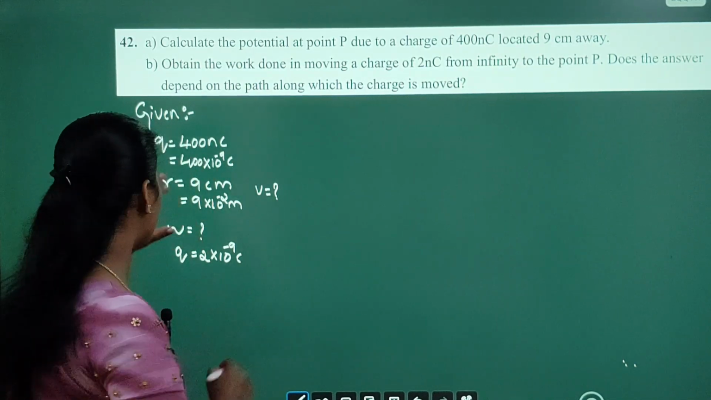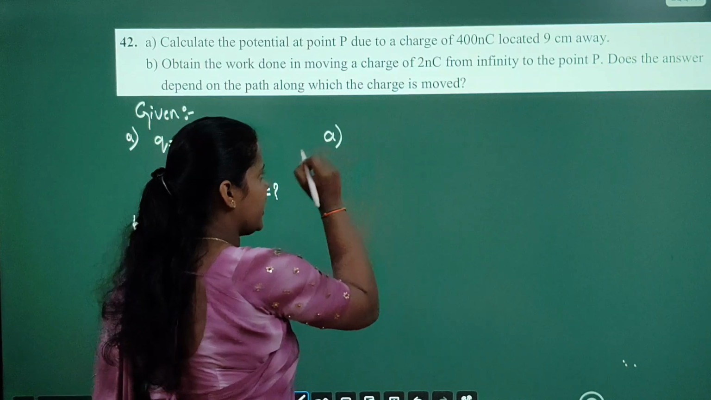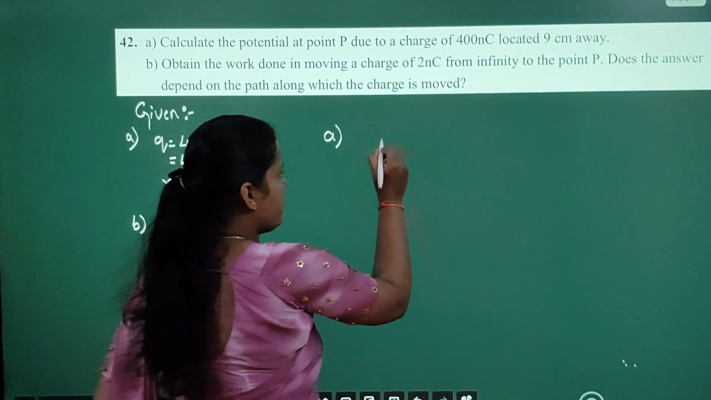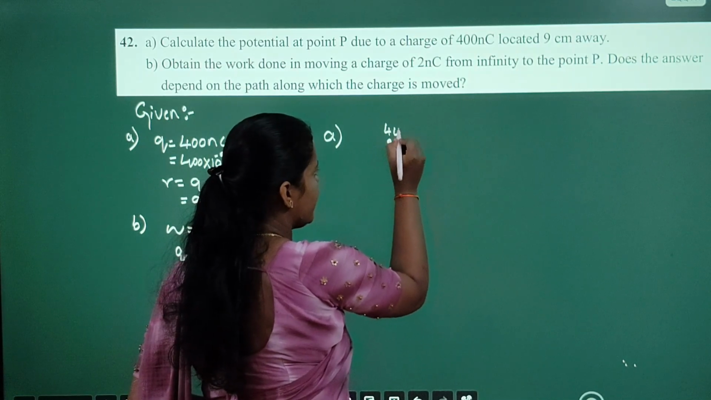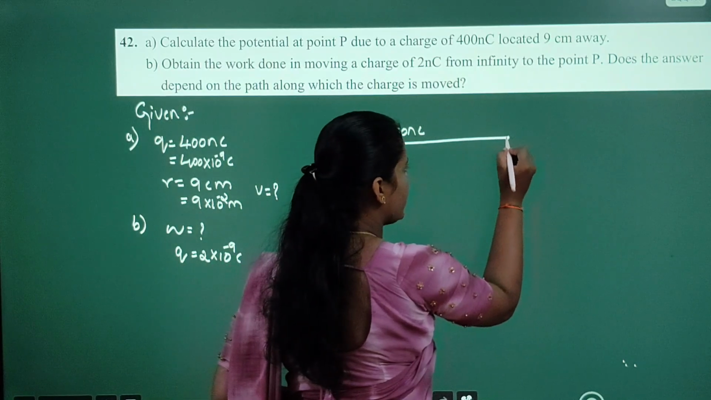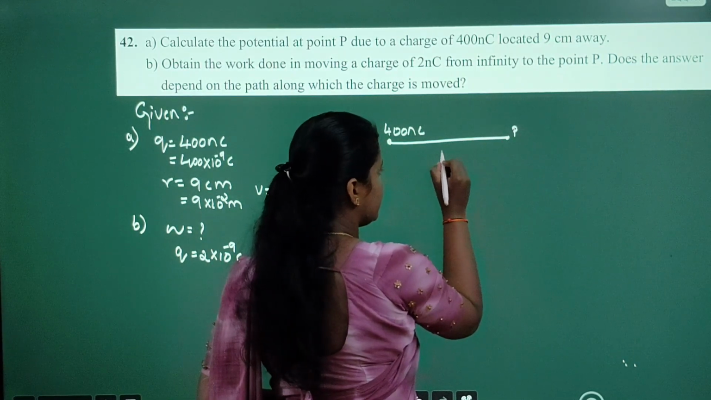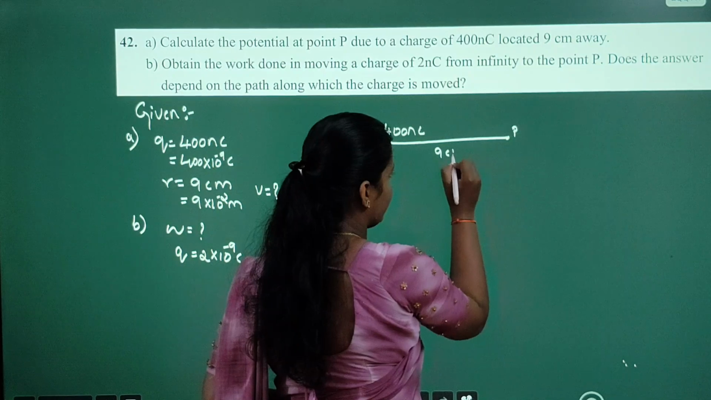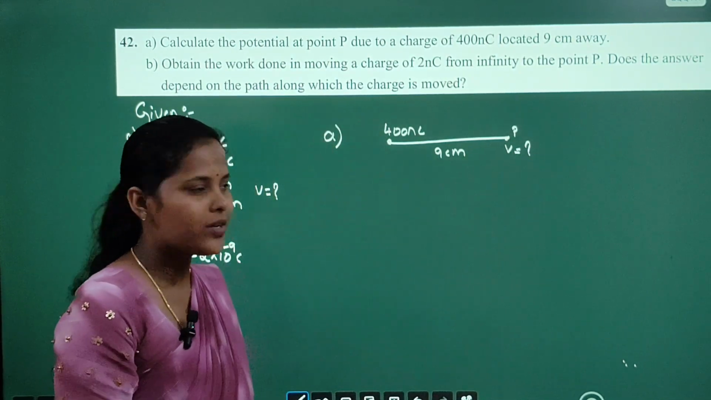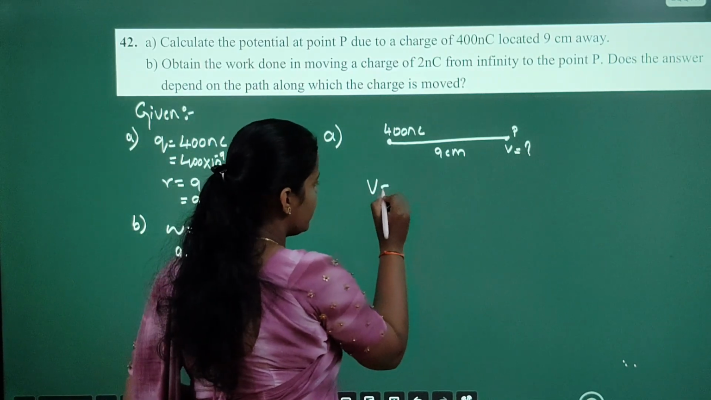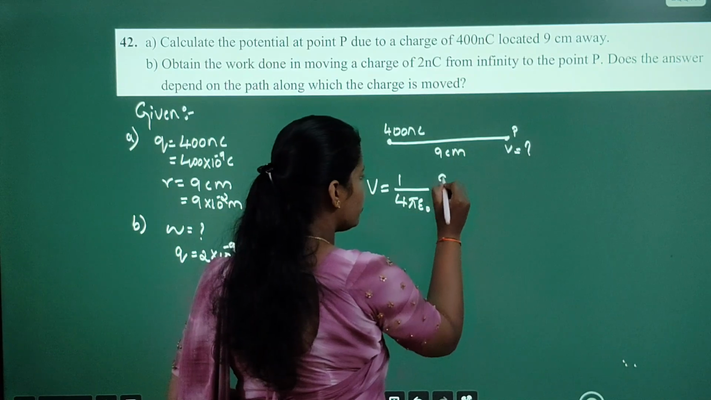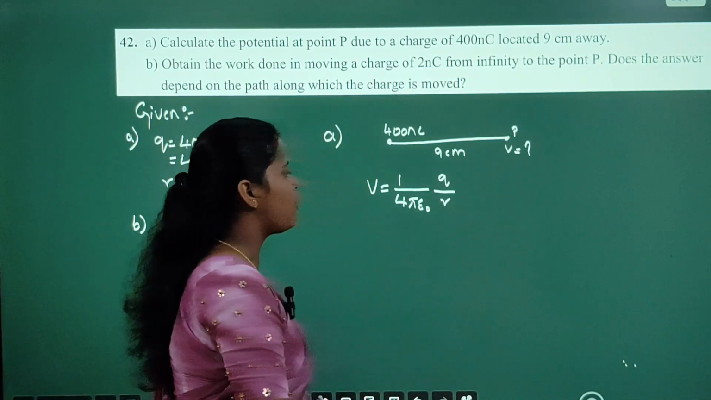Okay, I'm going with the first sub-question A. Here, we have to find the potential at point P. The charge of 400 nanocoulomb is placed at a point, and the point P is located 9 cm away. Which formula do we have to use here? V is equal to 1 upon 4 pi epsilon naught, Q divided by R. So this is the formula for the potential.